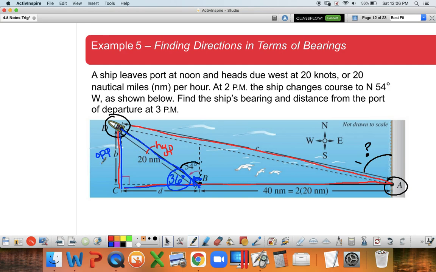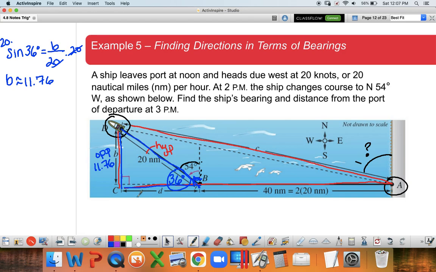I want opposite. I have hypotenuse, so I'm going to use the sine. So the sine of 36 degrees is equal to B over 20. Multiply both sides by 20, pick up that calculator. I get that my B value is about 11.76. And yes, we probably don't really want to round, but at this point, let's just make sure we can fit all this on this page here. So I know that that now is 11.76.